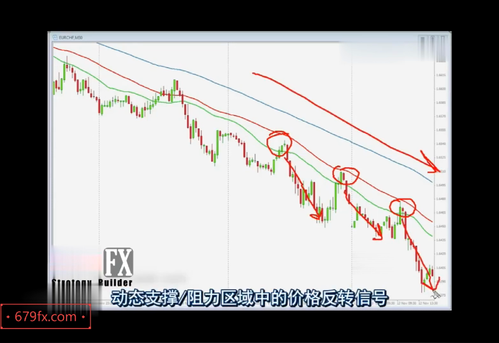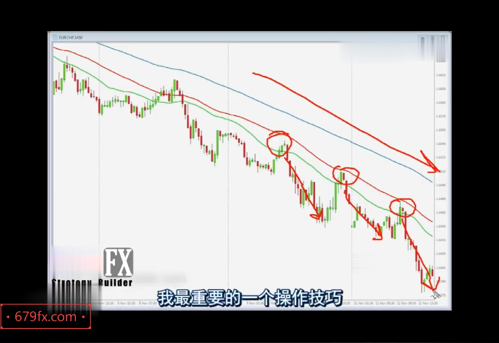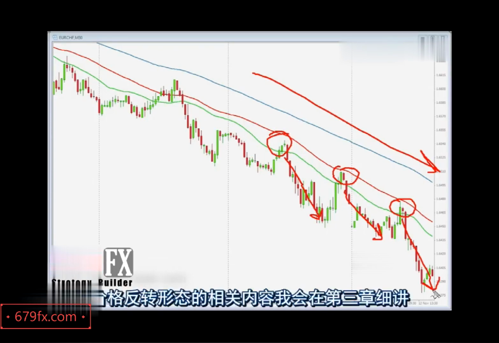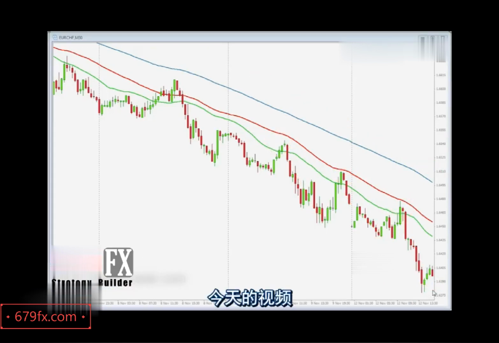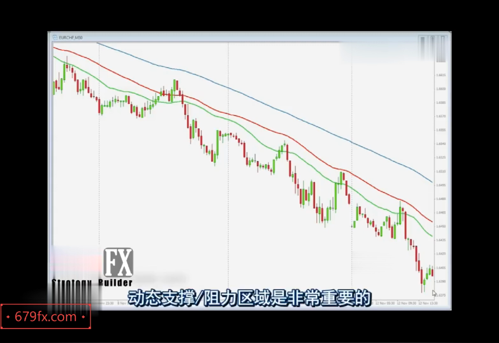Reversal formations at the dynamic area of resistance or support in the direction of the main trend is one of my main trading strategies. I will elaborate on those reversal formations in chapter number 3, but in this video I want you guys to understand, at least as far as my trading methodology goes, the importance of the area between the 30 and the 50 simple moving average.